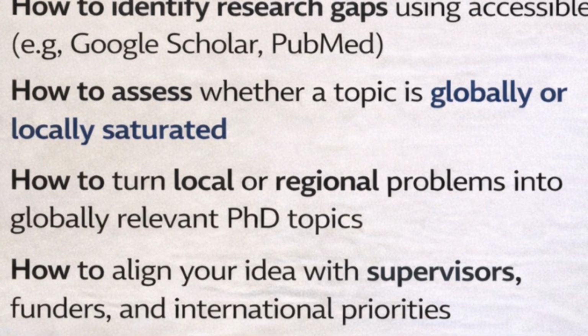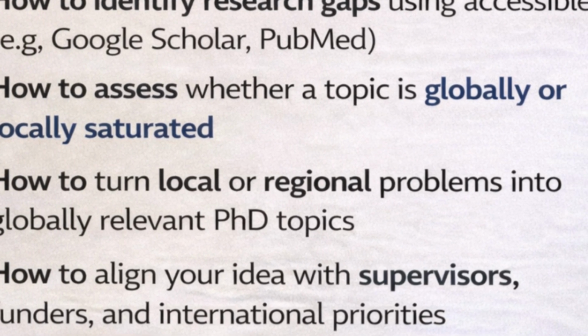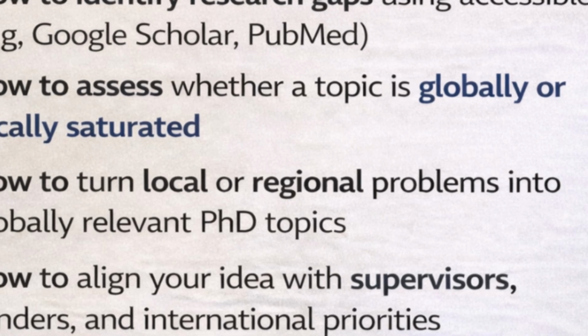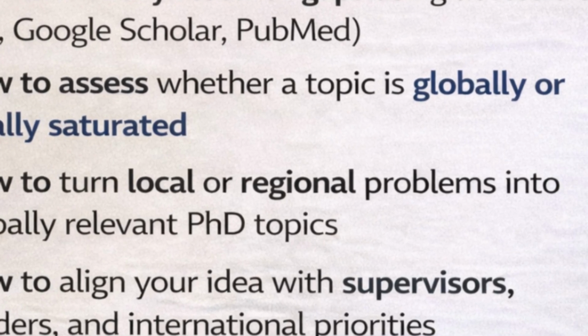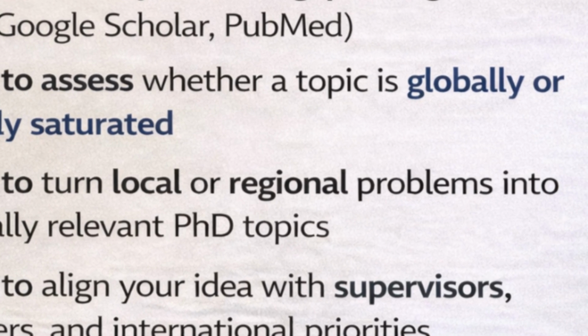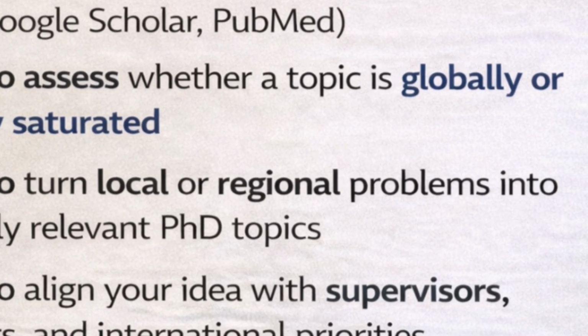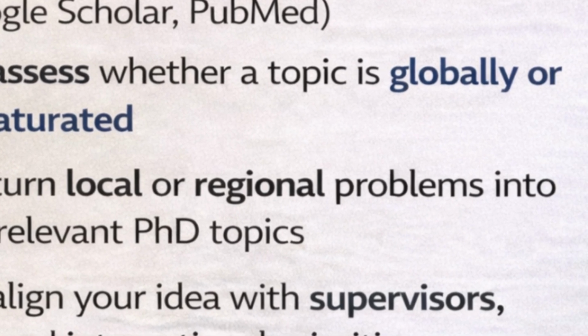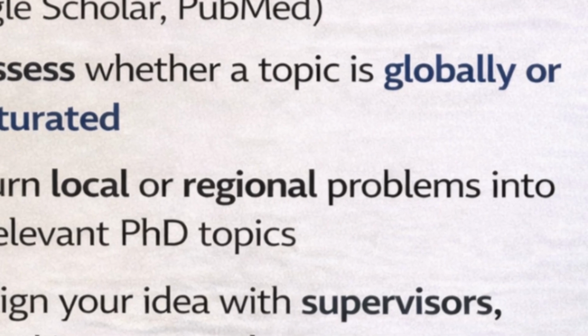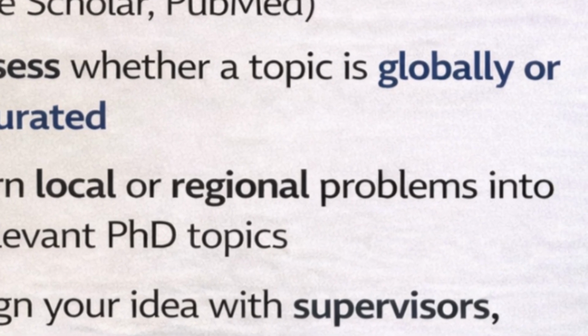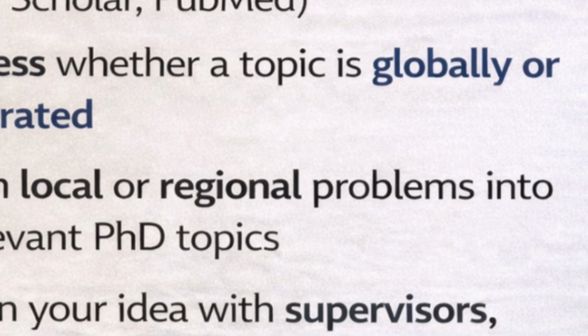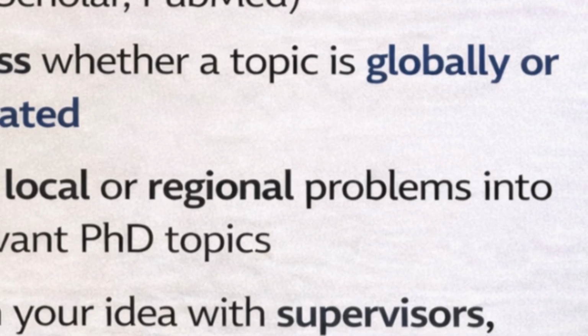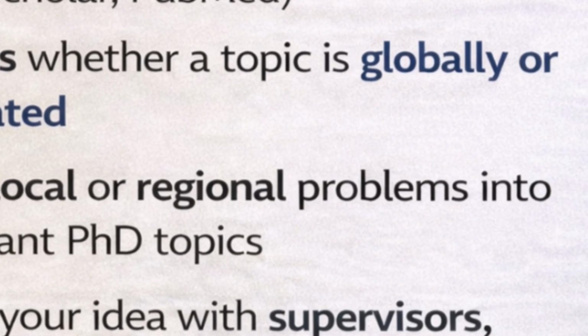What to expect in this video? I'll walk you through 5 practical steps to go from a vague idea to a confident research direction. Identify existing research and gaps. Start with what's out there. Evaluate relevance and find your niche. Assess saturation and zero in on a gap. Frame local topics with global impact.